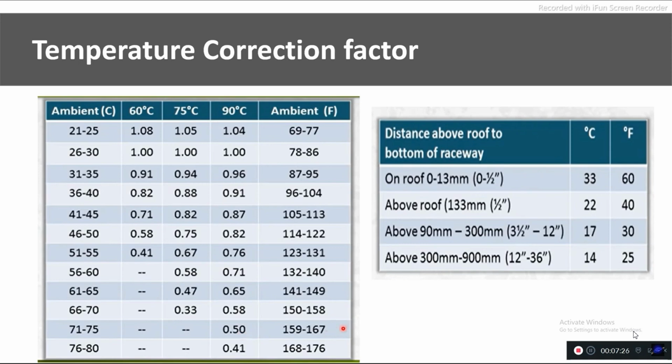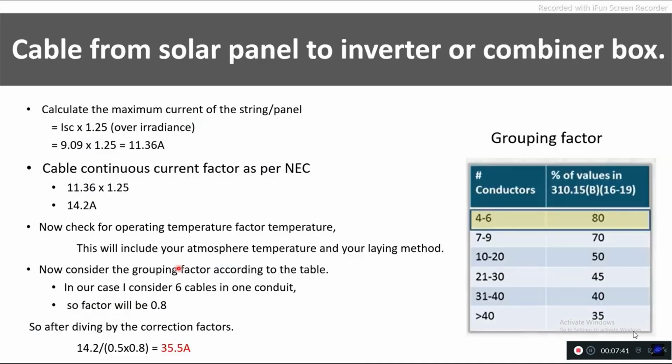One more thing I would like to tell you: if you want to decrease this temperature, you need to increase the height of the conduit from the roof. Those are the details mentioned here, and you can refer to this chart. So that was one thing. And the other factor, like I said earlier, is the grouping factor. I am assuming that there will be 6 cables in one conduit, so I need to consider the grouping factor.